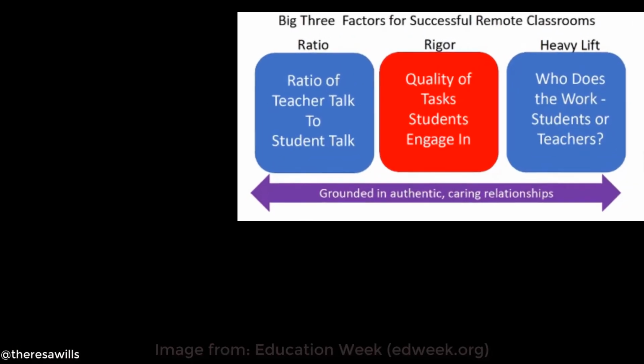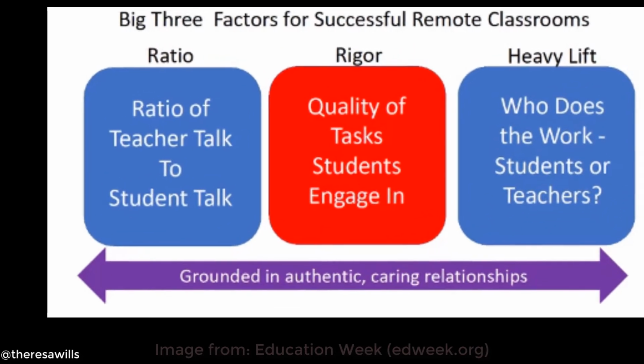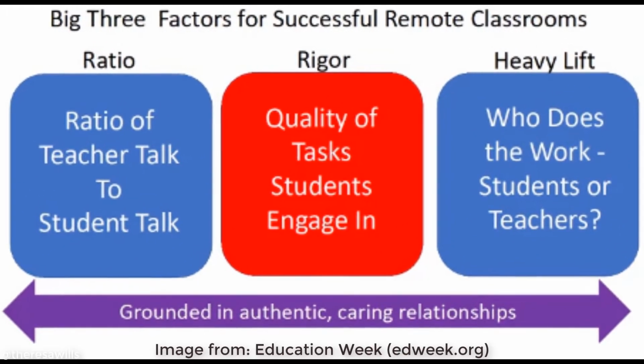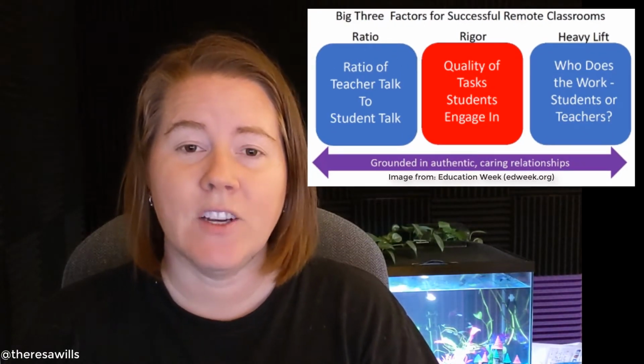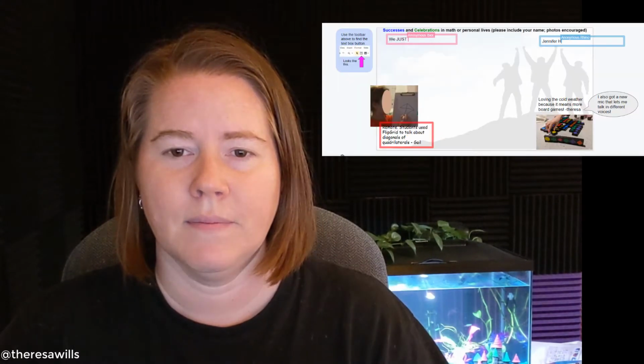I recently saw a graphic and an article from Education Week that cites three big factors for successful remote classrooms. They consist of the ratio of teacher talk to student talk, rigor in the quality of tasks students engage in, and heavy lift: who does the work, students or teachers? And they are all bounded by authentic, caring relationships. Here's how I address all four of these in a standard 1-hour math block.